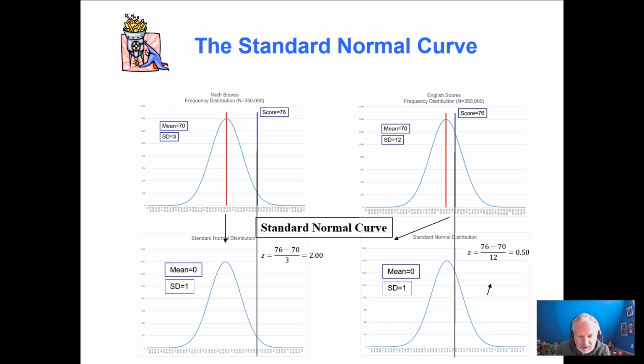Okay, so as I said before, for the z-score of 2, the person is 2 standard deviation units above the mean, up in the upper tail, which puts the performance as being relatively exceptional. And for the English test, with a standard deviation of 12 and a score of 76, that difference of 6 is half a standard deviation unit, a standard deviation unit being 12 for the English test. So above average, but not super exceptional.